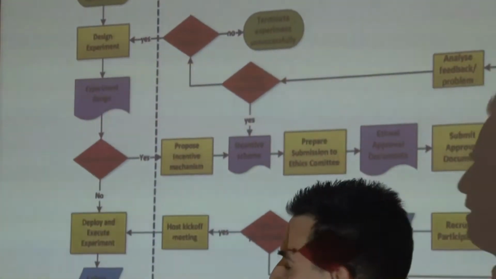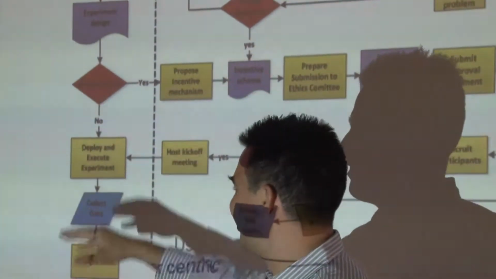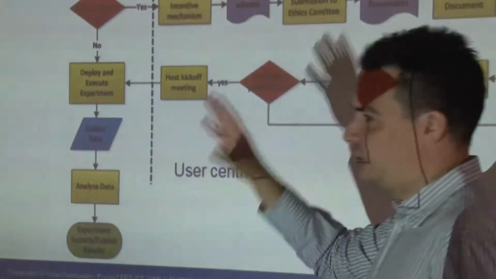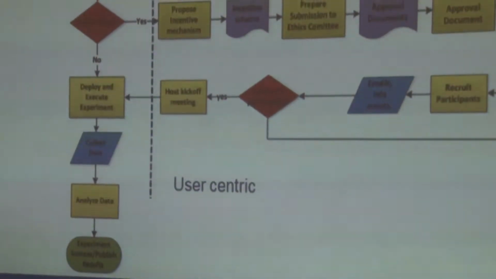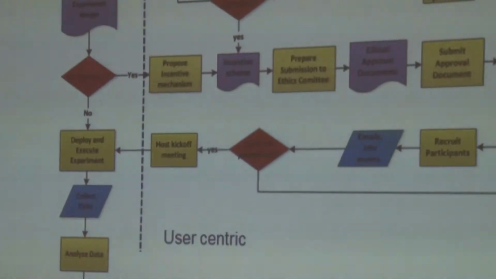This is something I will talk about later. But in case you're lucky, you don't have to involve users. It's just about deploying, executing your experiment, collecting your data, analyzing your data. So that is the typical flow. And as I said, the user-centric part is something I will cover in the third part of this session.